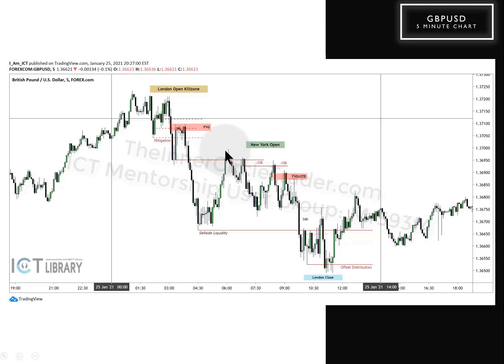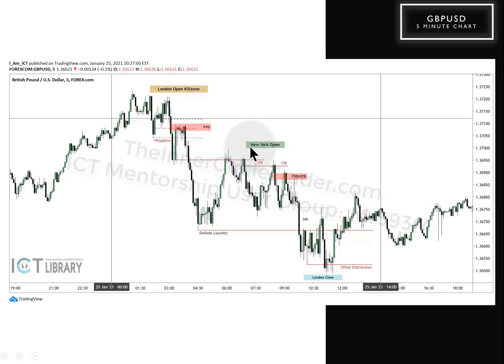So we have the mitigation block here, the dashed lines. You can see that being here. And it trades up to the consequent encroachment of that, remember? So it's moving halfway point there and then trades lower, comes back up, mitigation again here. Midpoint, about almost got to it here. So we have another optimal trade entry there. Doesn't quite get to the beginning of the New York session.